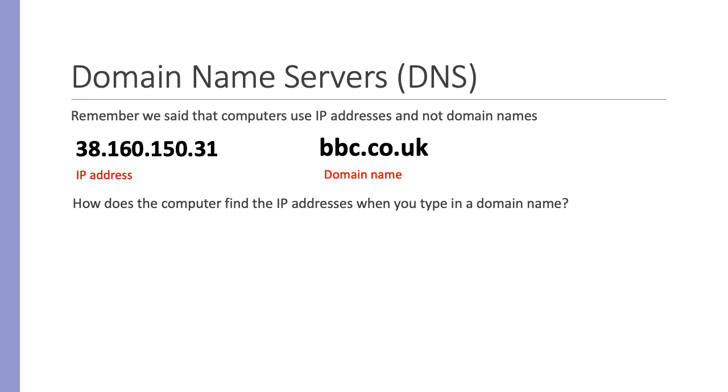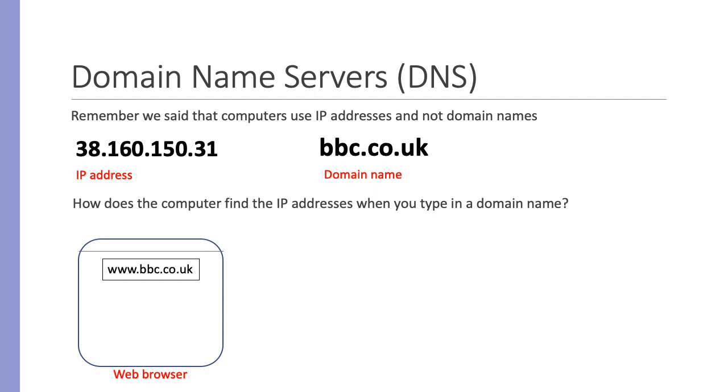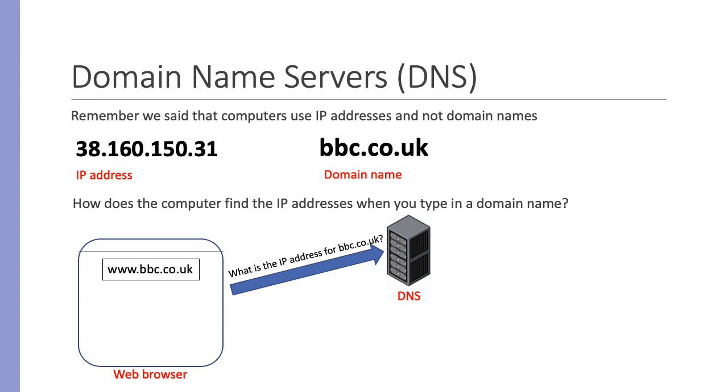So how does the computer find the IP address when you type in a domain name? Well, let's assume that this represents our web browser, and we're going to access that BBC website. So we type in the full domain name www.bbc.co.uk. What then happens? Well, on the internet there are a series of machines. These machines are called DNSs, or domain name servers. And these DNSs are devices on the internet that act almost like the internet's telephone directory. So when you type in www.bbc.co.uk into your web browser, the first thing that your web browser does is it establishes a connection to a domain name server. And it asks that domain name server for the IP address of bbc.co.uk. The DNS will search through its database, will look for the domain name bbc.co.uk and find the associated IP address.